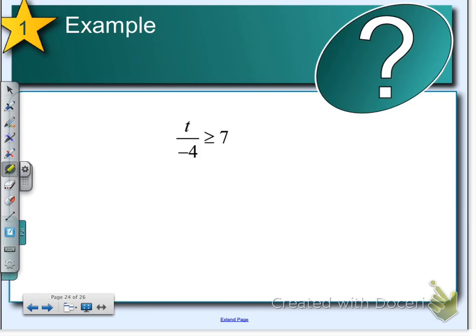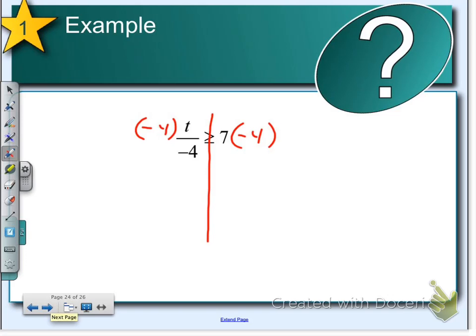Okay, so I think we did this first example yesterday. T over negative 4 is greater than or equal to 7. How am I going to get rid of this negative 4? Inverse operation. Of course, we draw our wall. Multiply both sides by a negative 4. And I don't think we changed our sign yesterday. This is my fault.